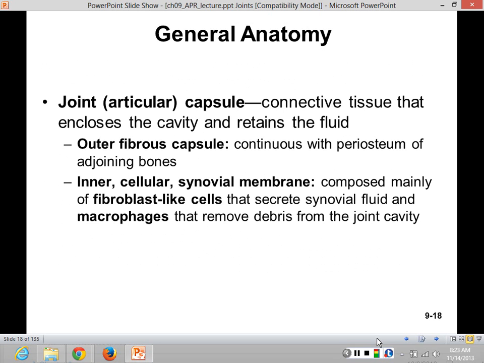So we know what macrophages are, right? Those are your phagocytes, or your big eaters. Look what they do. They're the ones that remove the debris from your what? From your joint cavity. So your joints won't be popping and cracking and doing all of that other stuff that's out of the ordinary. All right?